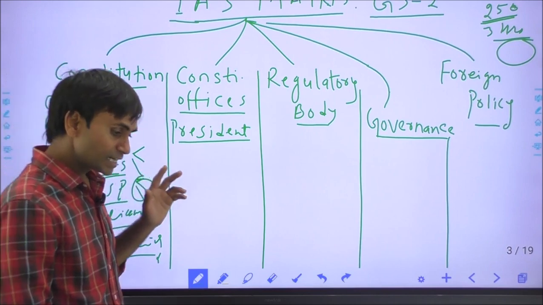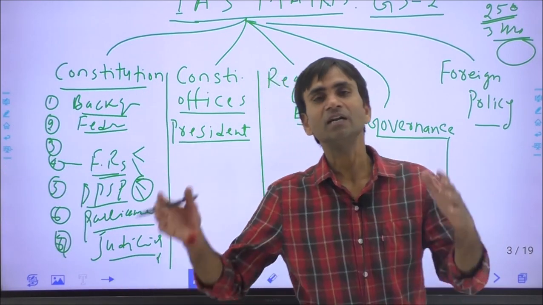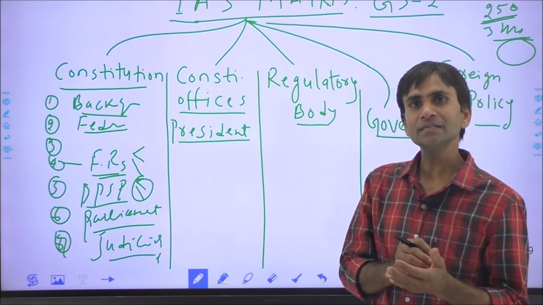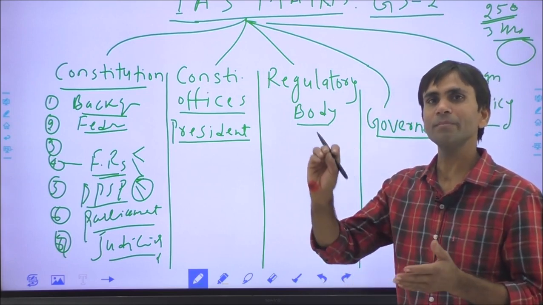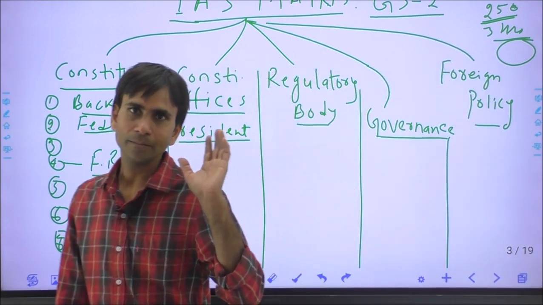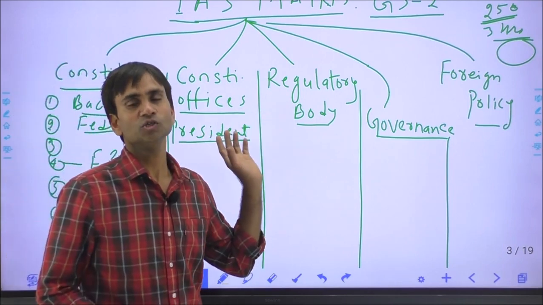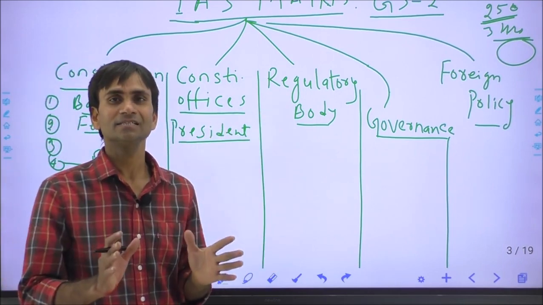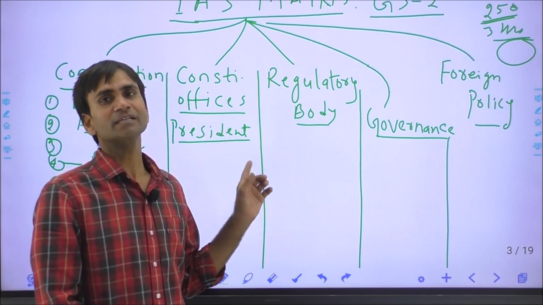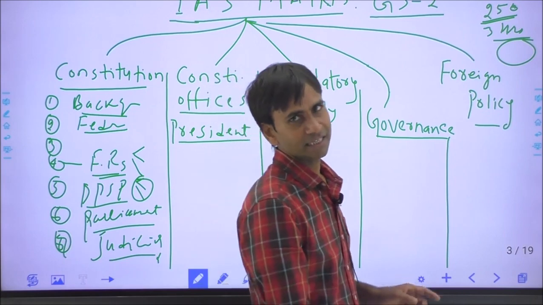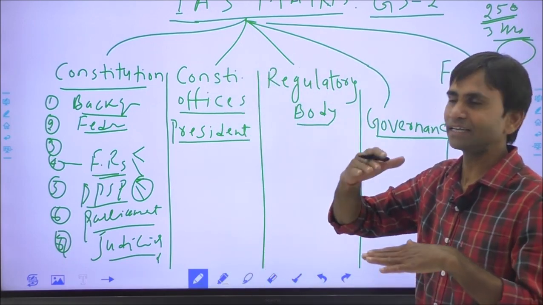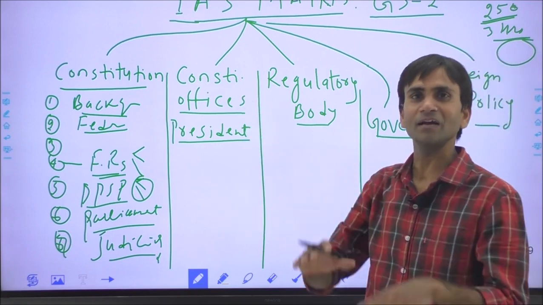Second, presidents have imposed president's rule in different states so many times, and presidents always take the decision on the report of state governors or on the advice of the union government. But in different cases, the Supreme Court has criticized or commented on the decisions of presidents imposing president's rule in states, and here again the honor and dignity of the office of president has declined.